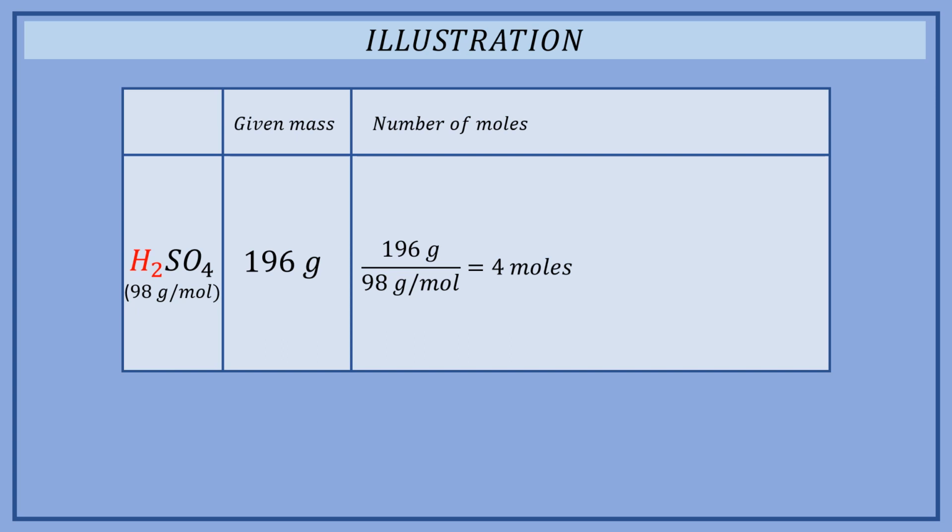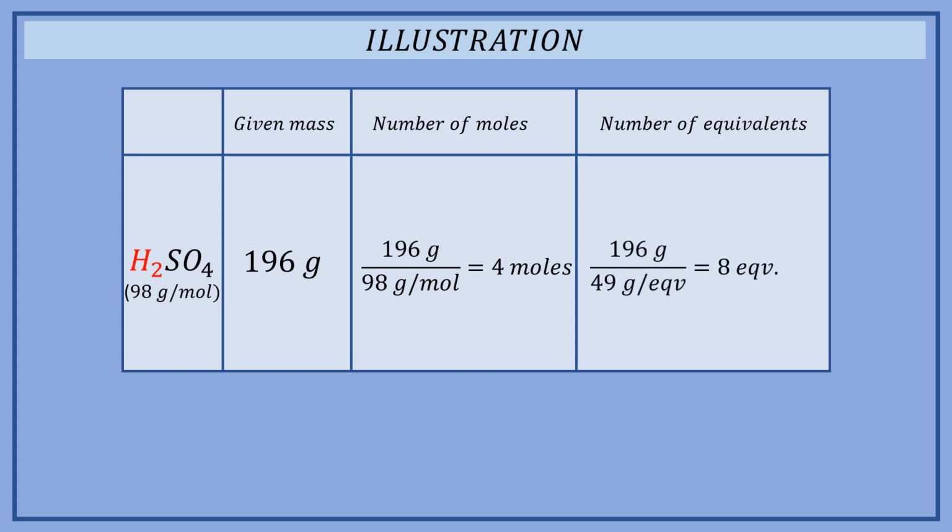Now if we have to calculate the number of equivalents, then we will divide this given weight by its equivalent weight, which is equal to 49 gram in this case. So 196 gram divided by 49 gram per equivalent will give us 8 equivalents of H2SO4.